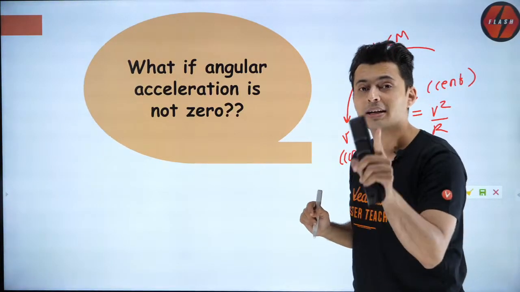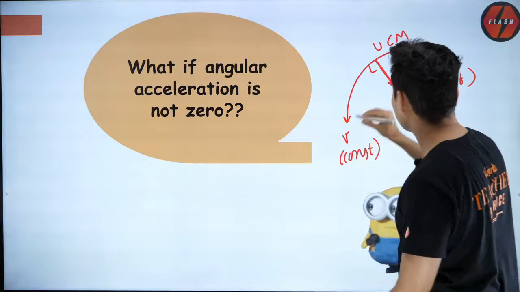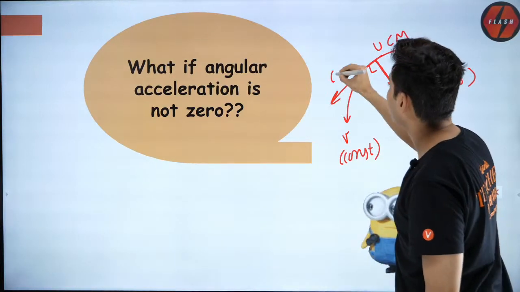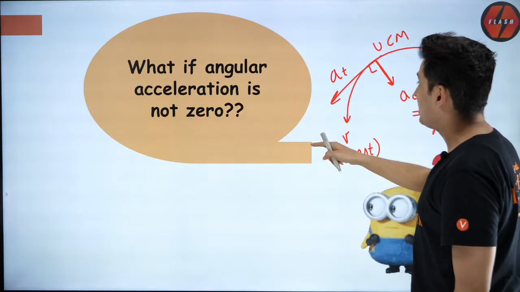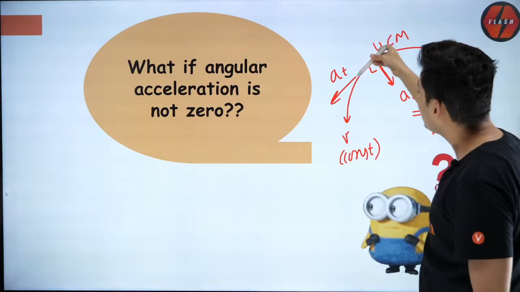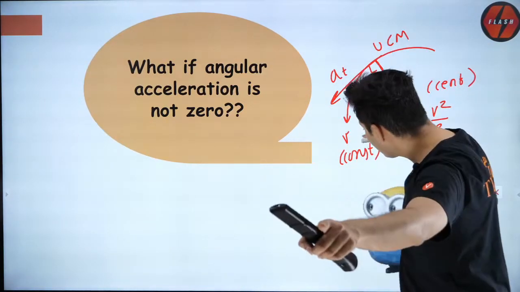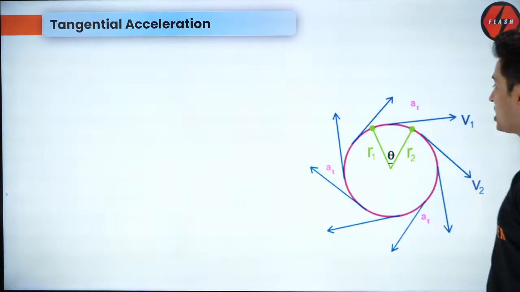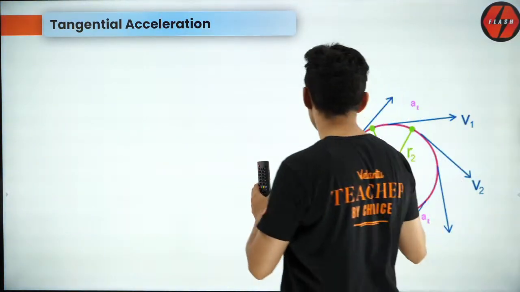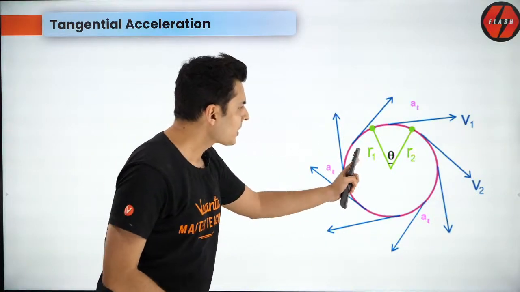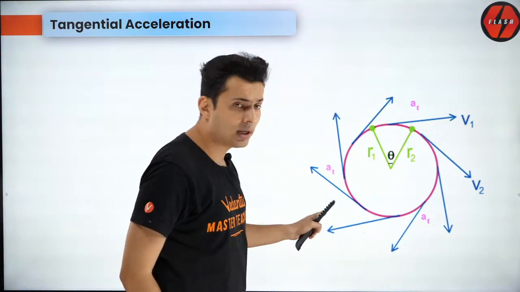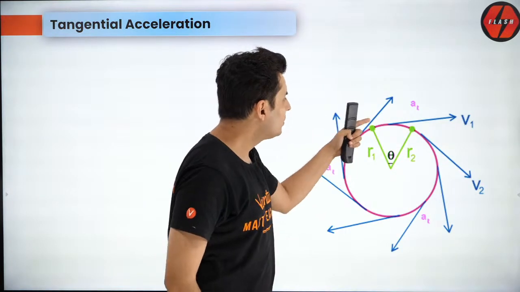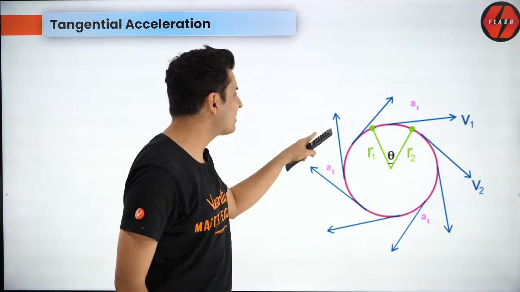But apart from that, there will be one more acceleration called the tangential acceleration, which is along the tangent to the path and causes the speed to change. That is tangential acceleration. Now observe this diagram. It's kind of self-explanatory. There is a particle which goes in a circular path, and you will see that the speeds at different points are different.